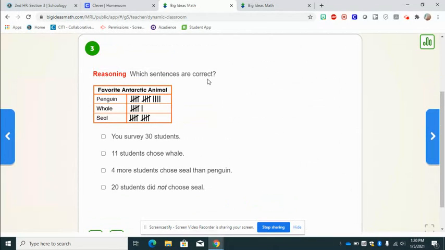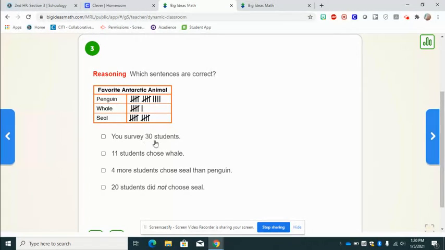Okay, we're going to look and see which sentences are correct about this chart. Favorite Antarctic animal. So we're going to look and see which one of these sentences down here are right. So penguin, whale, and seal. All right, penguin, there were 5, 10, 11, 12, 13, 14 that chose penguin as their favorite. Whale, there's 5, 6 that chose whale as their favorite. And seal, 5, 10, because this is 5 and this is 5, so 5 plus 5 makes 10. So 10 chose seal.